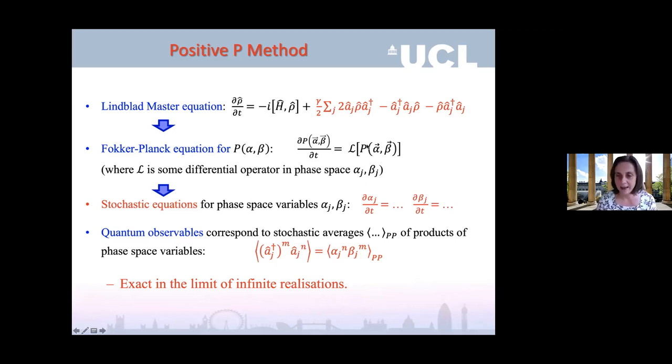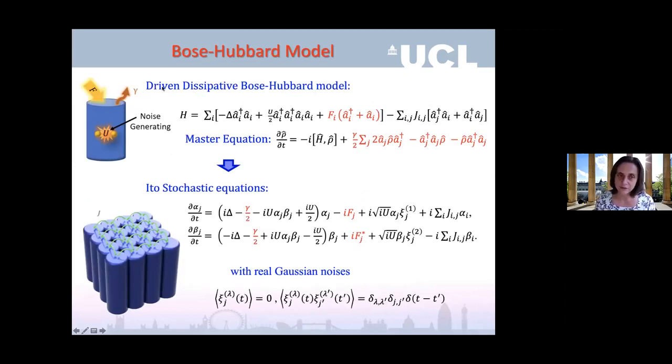Positive P does not require any approximation whatsoever, but one doubles the degrees of freedom, so one has two coupled equations for the stochastic variable. And if the method works for your problem, it gives you an exact solution. It's also very easy to compute any observables, any moments to any power, by just taking appropriate averages over stochastic trajectories. We have implemented that for the driven dissipative Bose-Hubbard model, which contains a coherent drive and incoherent dissipation in the system. The exact dynamics of such a model are described by these stochastic differential equations, which can be very easily solved on the computer.